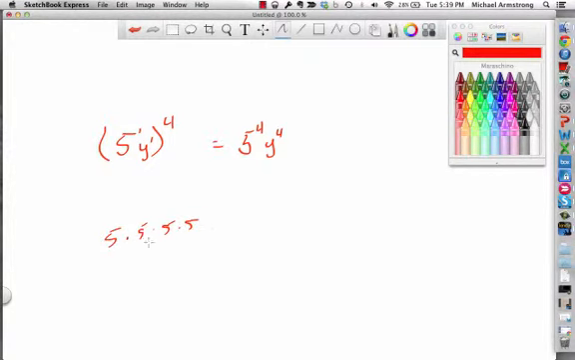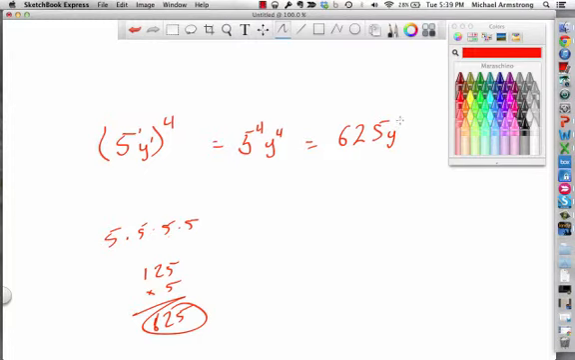5 times 5 is 25, times 5 is 125. And 125 times 5 would be 625, I believe. Okay, so that'd be 625 y to the 4th. And you kind of have to work your way through it. It takes a little bit of time, but it is certainly possible. Have fun. This is actually a fun assignment.